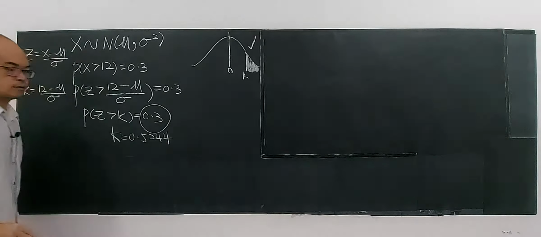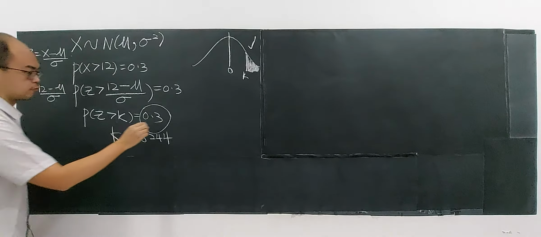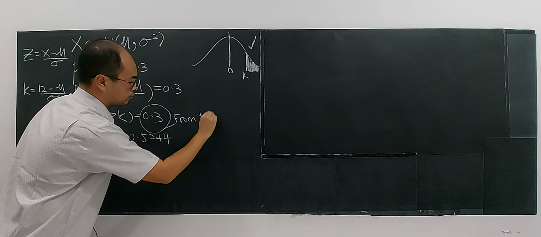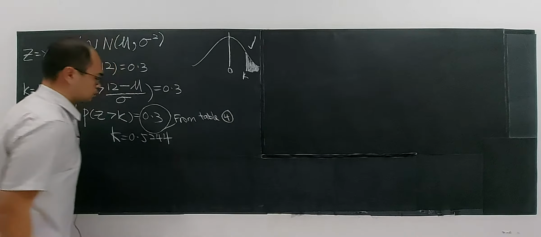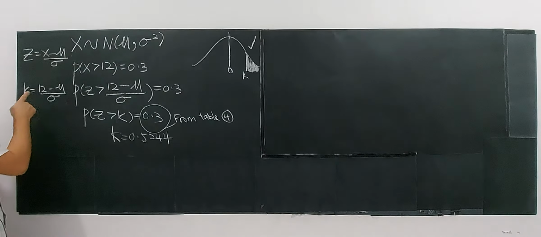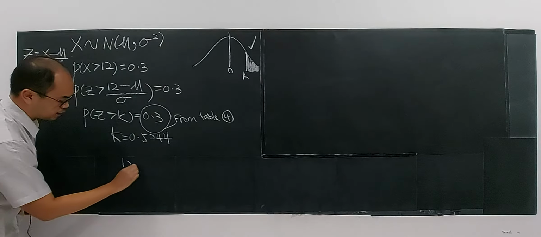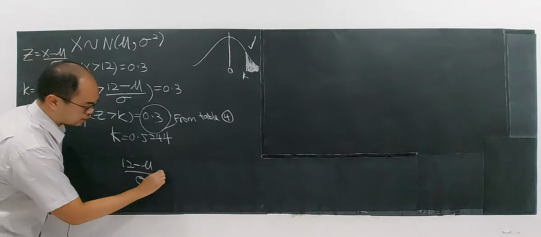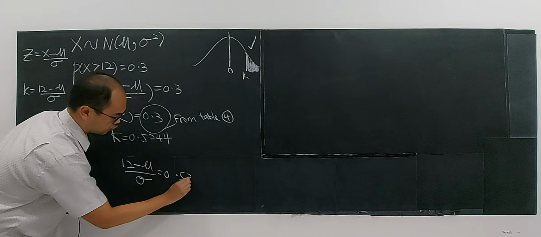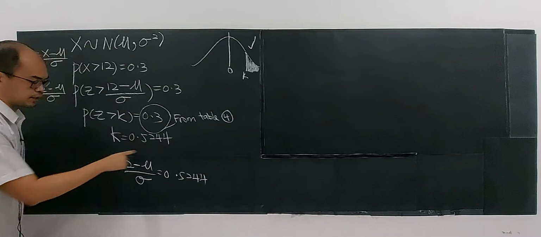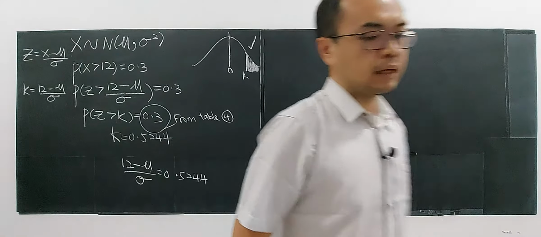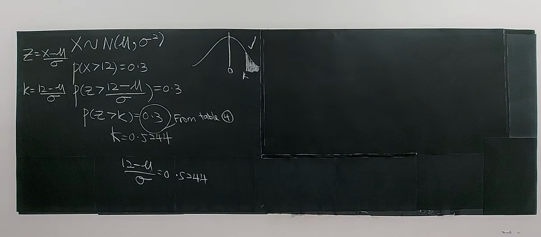From table 4. So now we have the value of k. The k is 12 minus the mean divided by sigma, which is 0.5244. Now we get an equation that relates the mean and the standard deviation, right? We're going to form an equation for this.